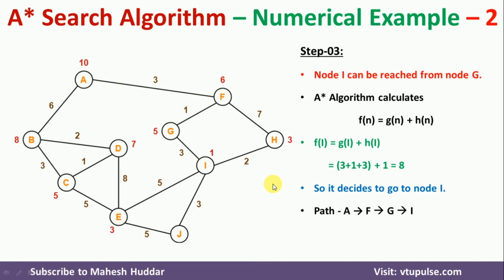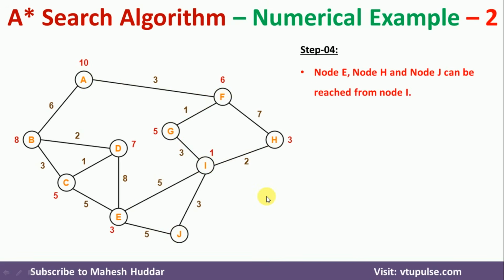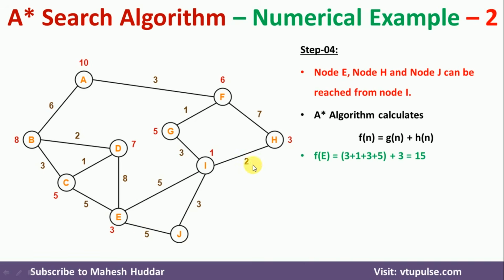Now from I we have multiple possibilities. We can reach H, we can reach E, as well as we can reach J. Now we have to find the function values of E, J and H. F of E: the distance to reach E is 3 plus 1 plus 3 plus 5, that is 4, 7, plus 5, that is 12, plus the heuristic value of 3, which is equivalent to 15. Similarly for H, 3 plus 1 plus 3 plus 2, that is 4, 5, 6, 7, 8, 9. The heuristic value is 3, so 9 plus 3 is equal to 12.